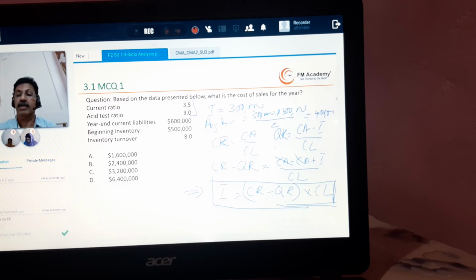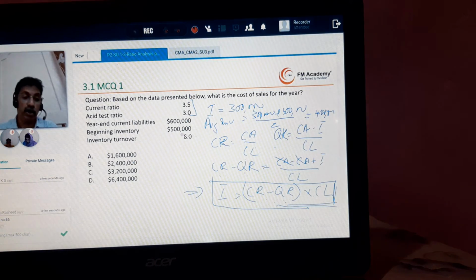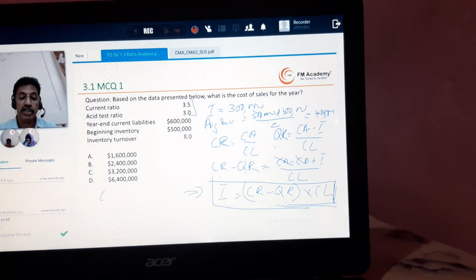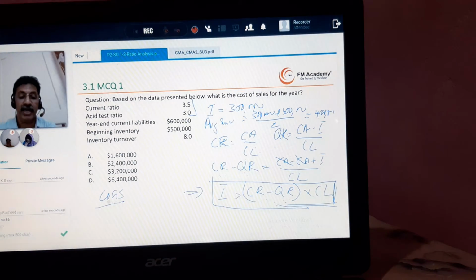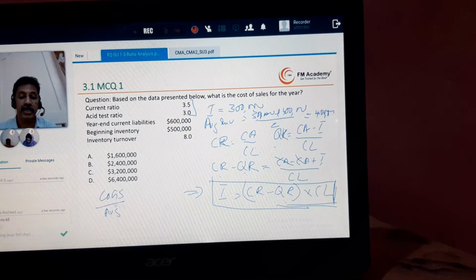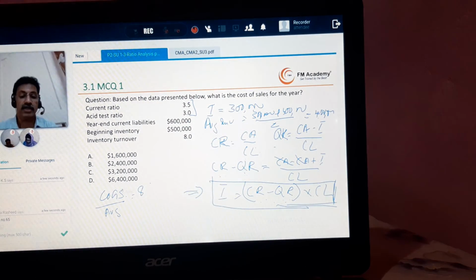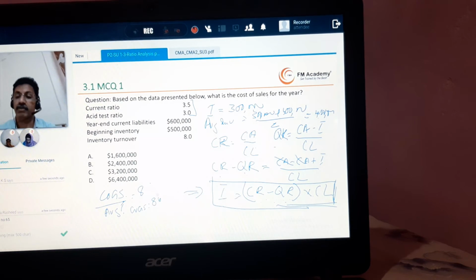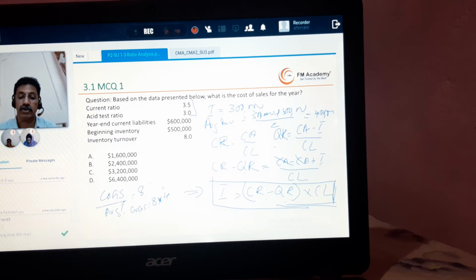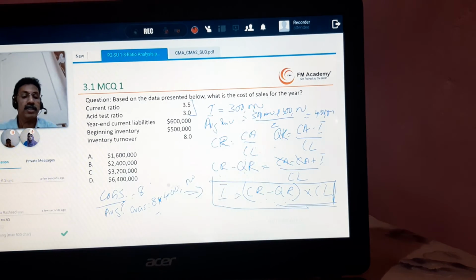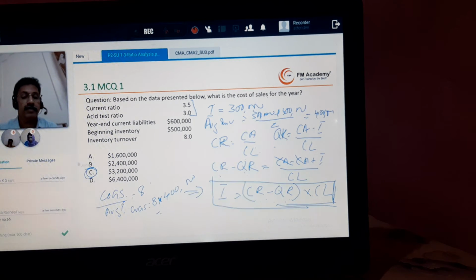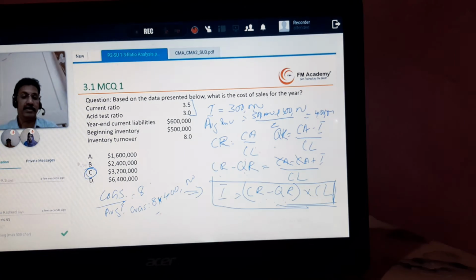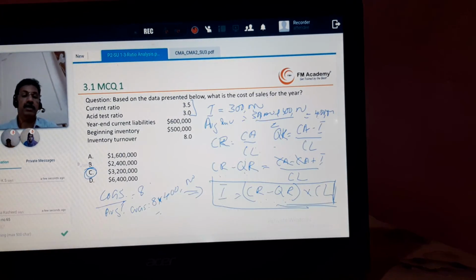You are given the inventory turnover ratio. Cost of sales and cost of goods sold are synonyms. So cost of sales, or cost of goods sold, divided by average inventory equals 8. So what is cost of goods sold? 8 into average inventory, which we have just found out as 400,000. 8 into 400,000 is 3.2 million. C is the answer. But it's a very typical question.